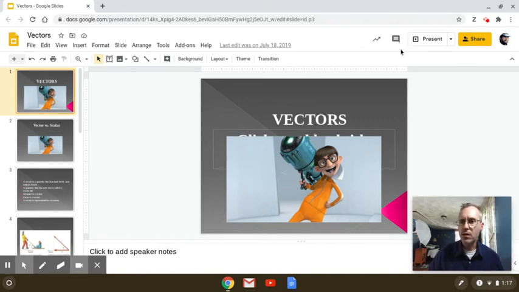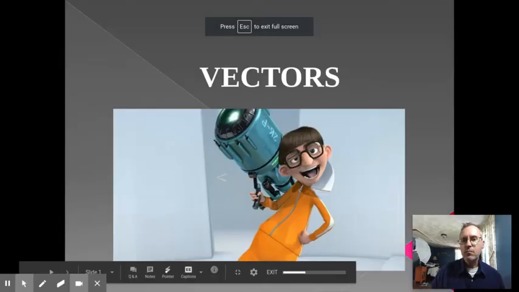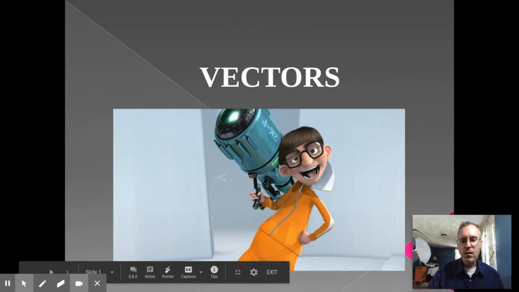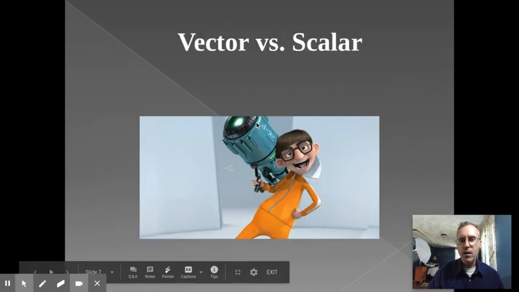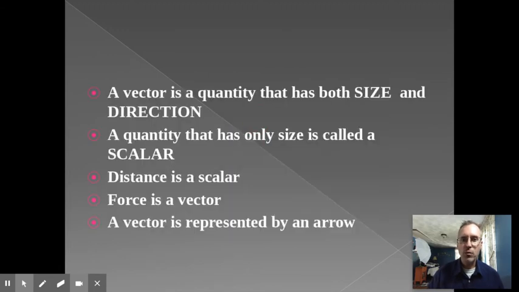Here, let me just start the presentation. Okay, so what you've got is a vector. I'm going to talk about two things: vectors and scalars. A vector is a quantity that has a size, but it also has a direction to it. A scalar is something that only has a size.